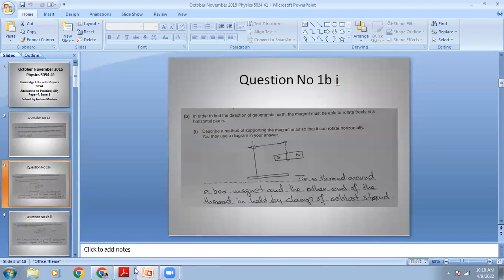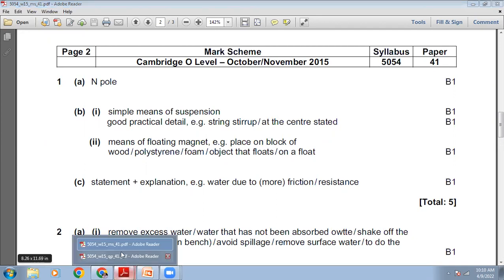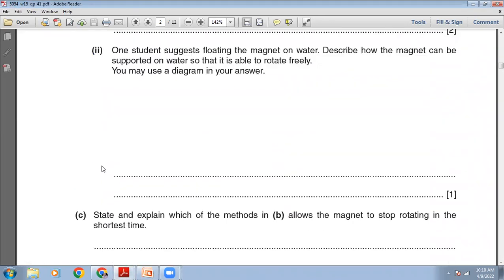So let me show you the marking scheme of this question. It says simple means of suspension, 1 mark, and good practical details, for example, string stirrup at the center stated. Okay, so our answers are right. So let's move to the next part. One student suggests floating the magnet on water. Describe how the magnet can be supported on water so that it is able to rotate freely. You may use a diagram in your answer.